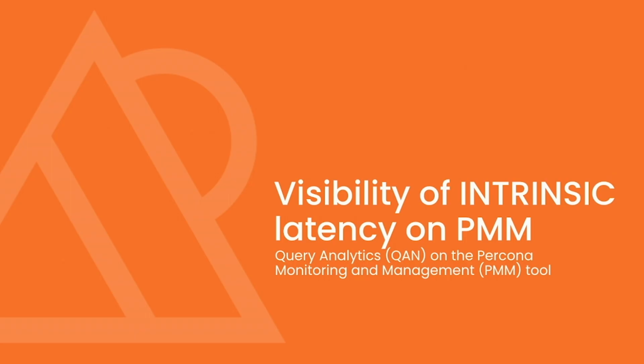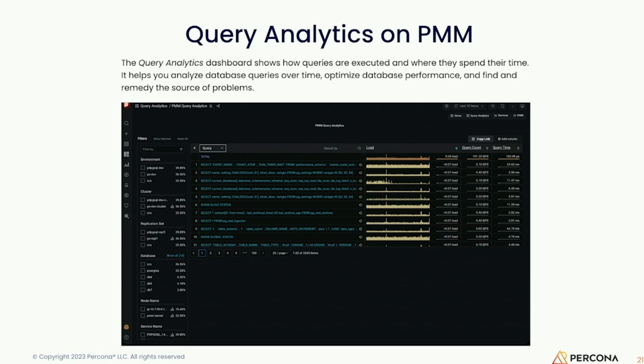Okay. Now that we know that there are these two types of latency, how do we look at that in PMM? So let's start with intrinsic latency, and that's related to the Query Analytics feature of PMM. You're all familiar with this. It's the dashboard that shows queries being executed and ordered by something we call load, which is a mix of execution time and the number of times that type of query has been executed in the time range that we're seeing.